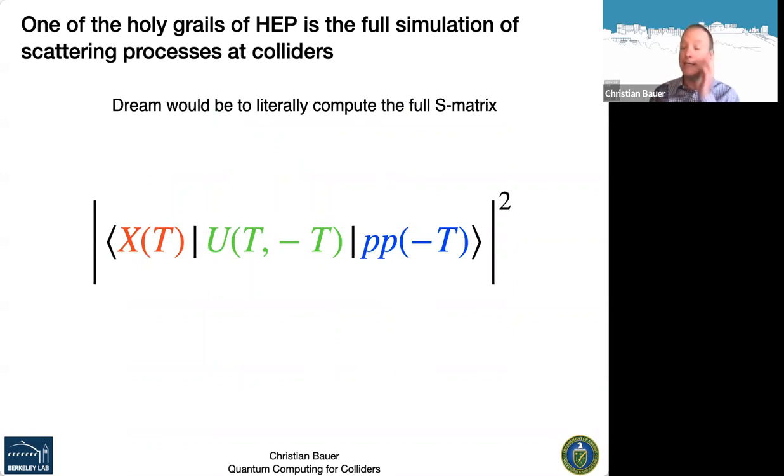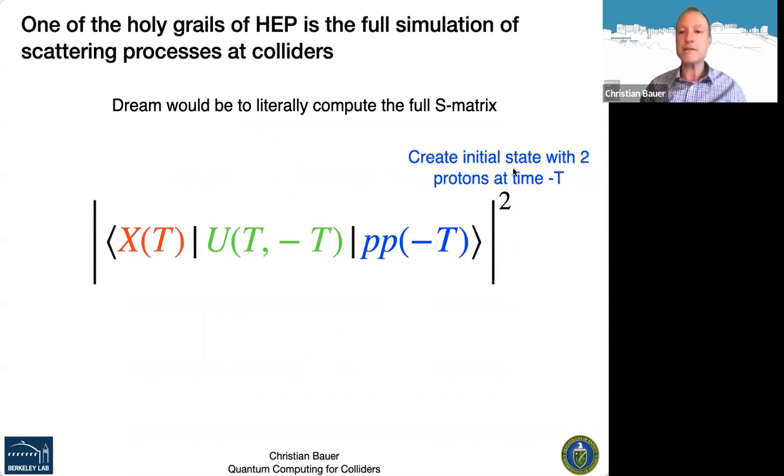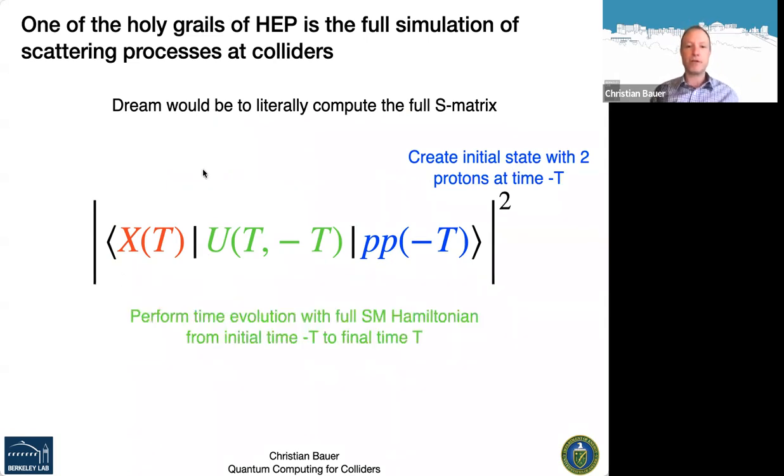So what that would entail is to create an initial state with 2 protons at some early time. Okay, that's my initial state. Then I do time evolution according to the rules of quantum field theory, and really take the full standard model Hamiltonian, the full one, and do e^{-iHt} of that Hamiltonian and do time evolution with that.